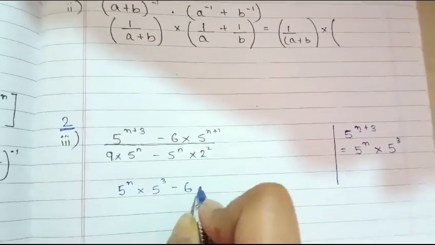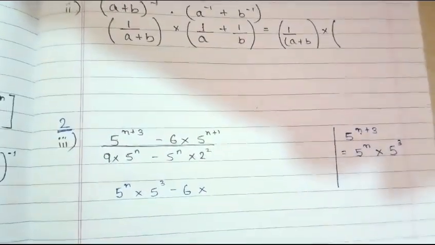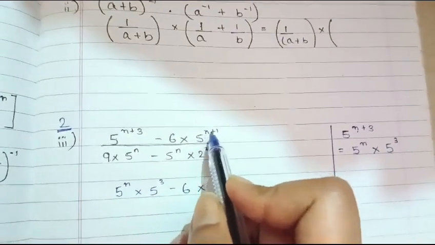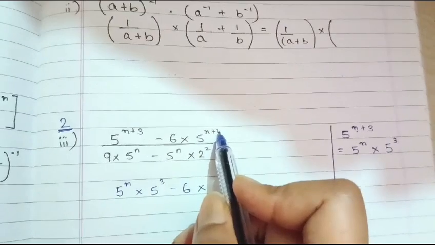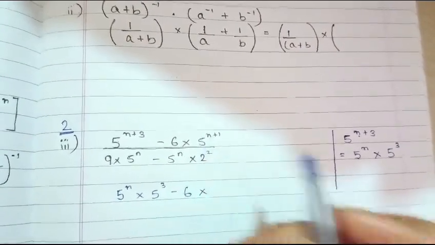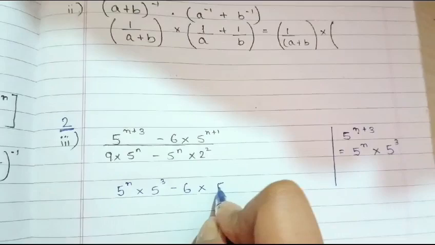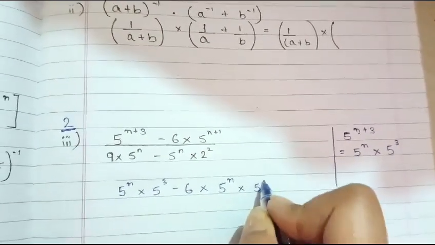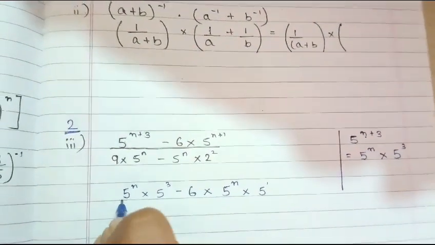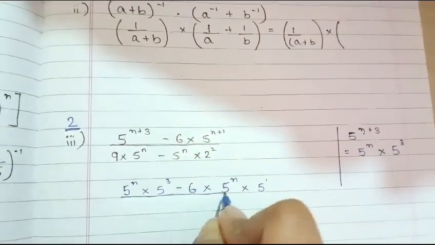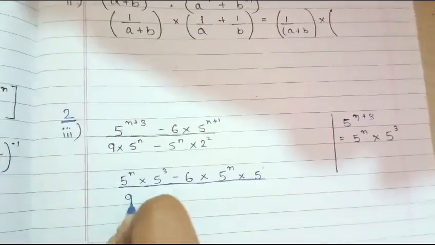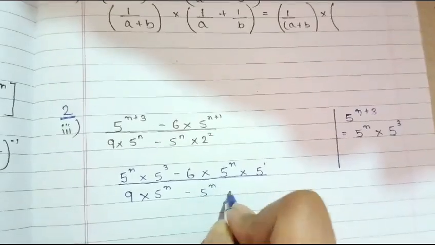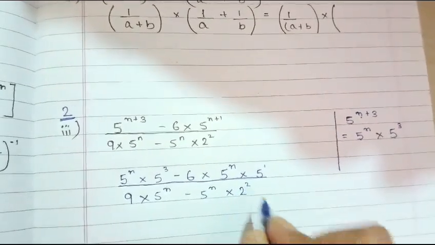minus 6 into. Now another thing over here, even this value, 5 raised to the power n plus 1, can also be broken as 5 to the power n into 5 to the power 1, or you can just simply write 5, upon 9 into 5 to the power n minus 5 to the power n into 2 square.